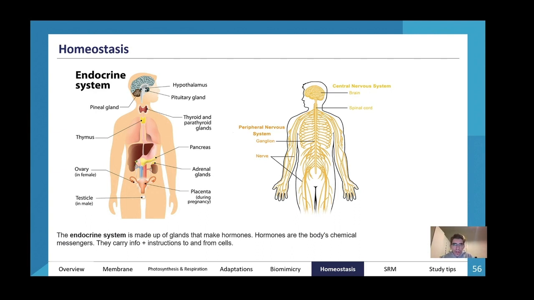The nervous system, which is also an equally important system, is made up of the central nervous system, the CNS, and the peripheral nervous system, the PNS, where the central nervous system is made up of the brain and the spinal cord.